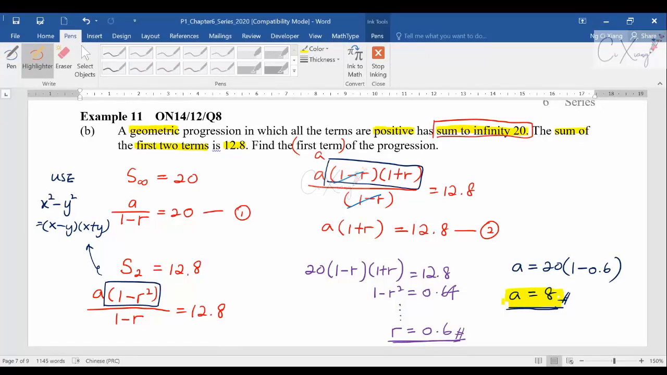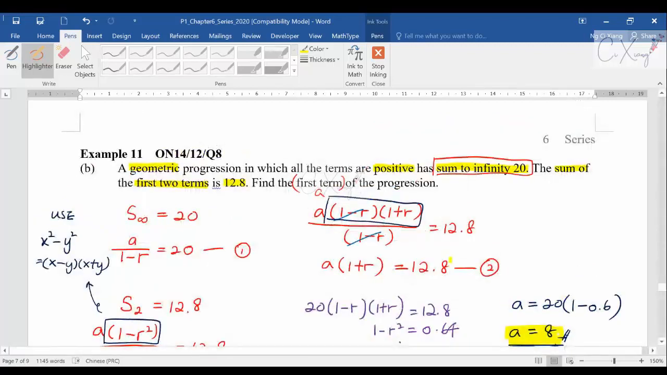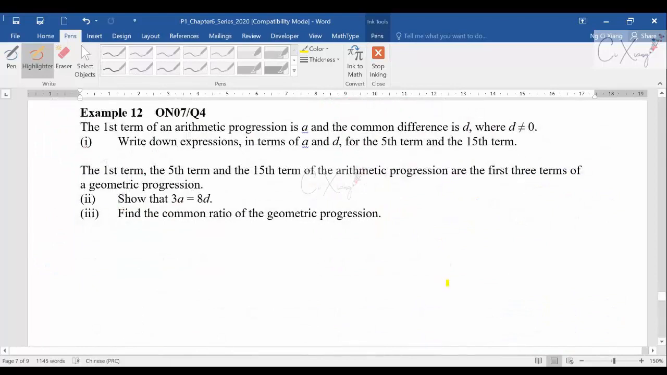Now, because in our syllabus we have both arithmetic progression and geometric progression, it is quite common that they will combine both topics together and ask in one question. So we can have a look at the next example. Example 12 is a puzzle question actually. They try to link the arithmetic and the geometric progression together, and you need to apply all the formulas that you learned in these two subtopics to get the answer.